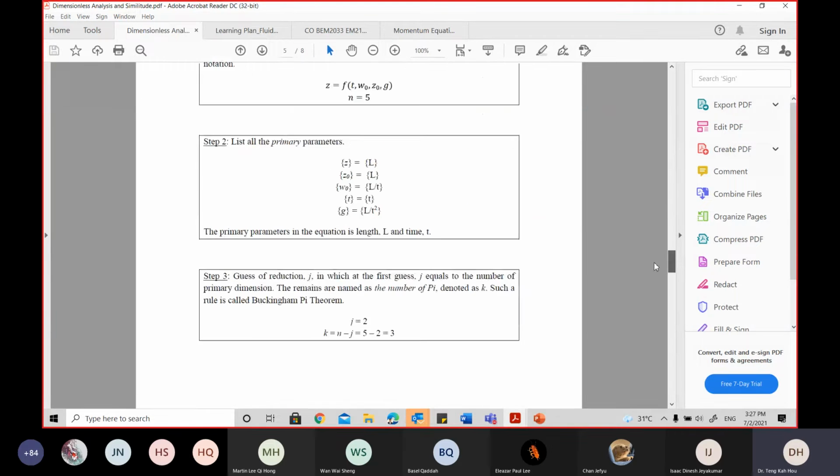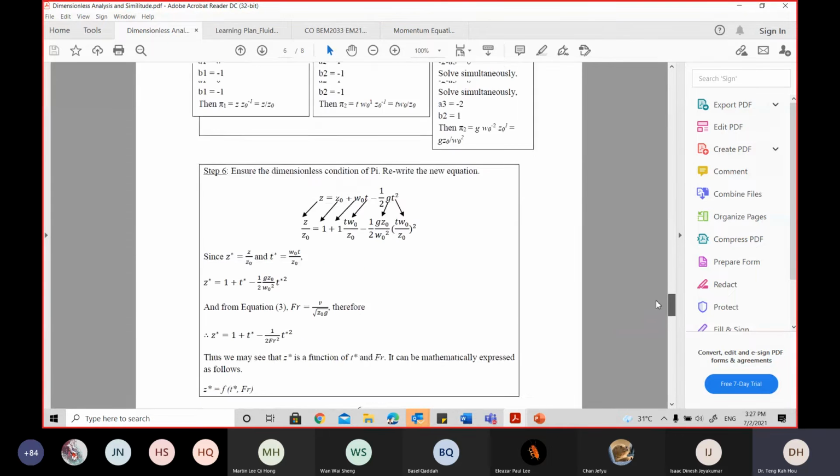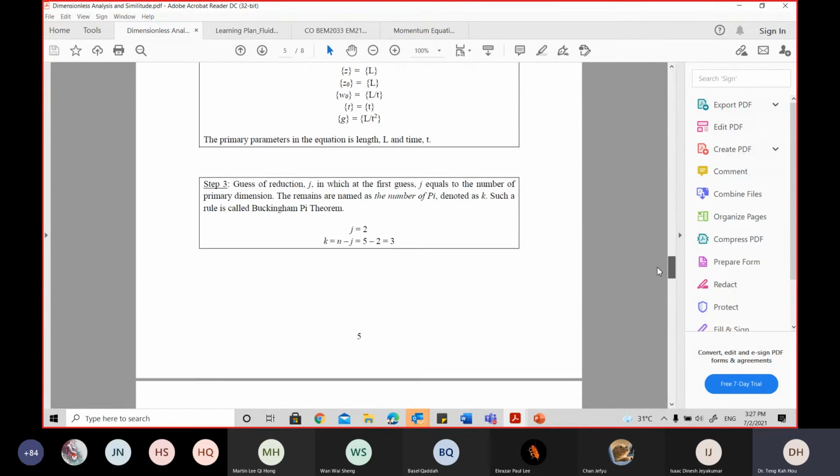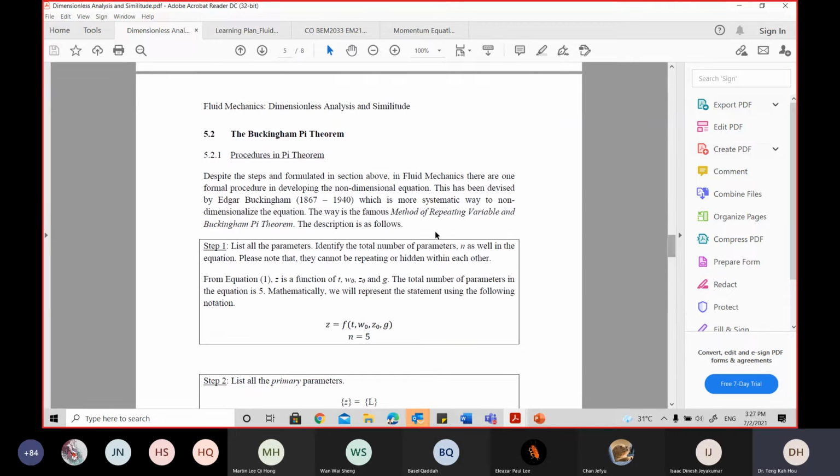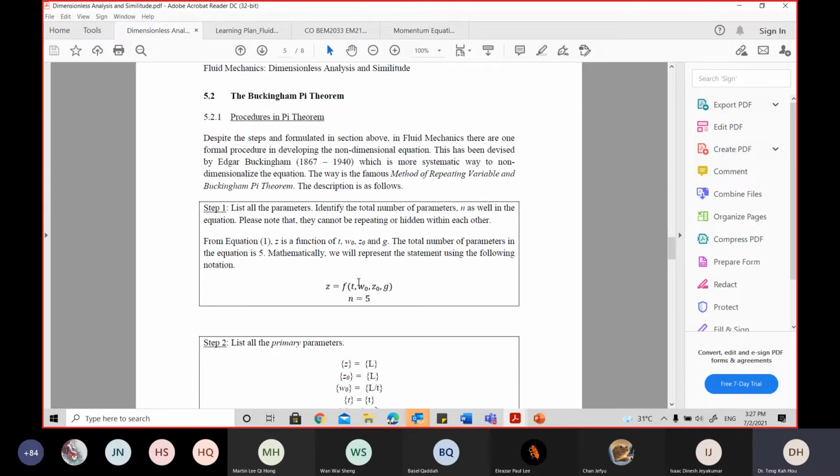If there's a complicated equation, we are going to learn in the next class about the Buckingham Pi theorem. What this theorem tells you is a method so you can take the unknowns of the equations and turn them into dimensionless groups.